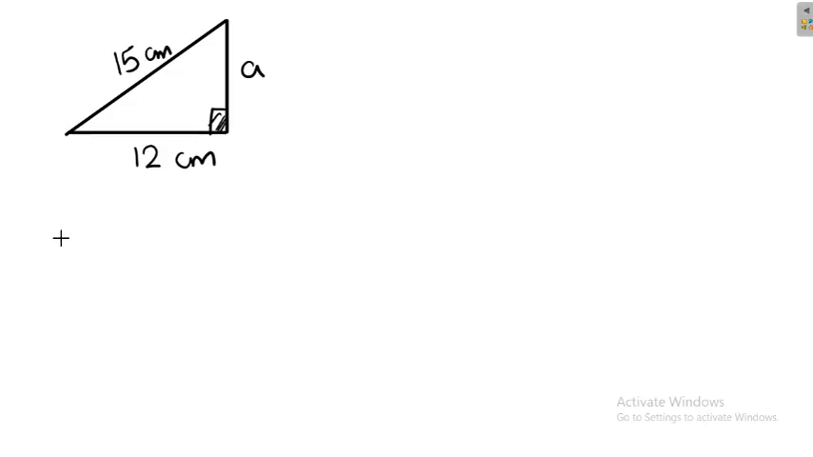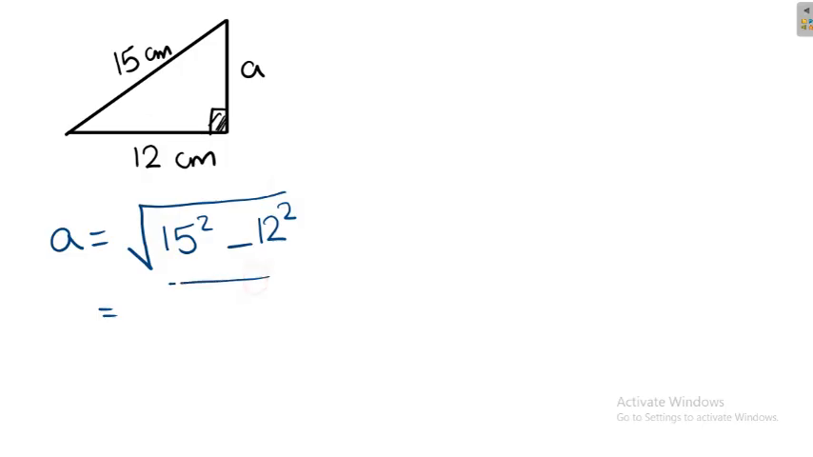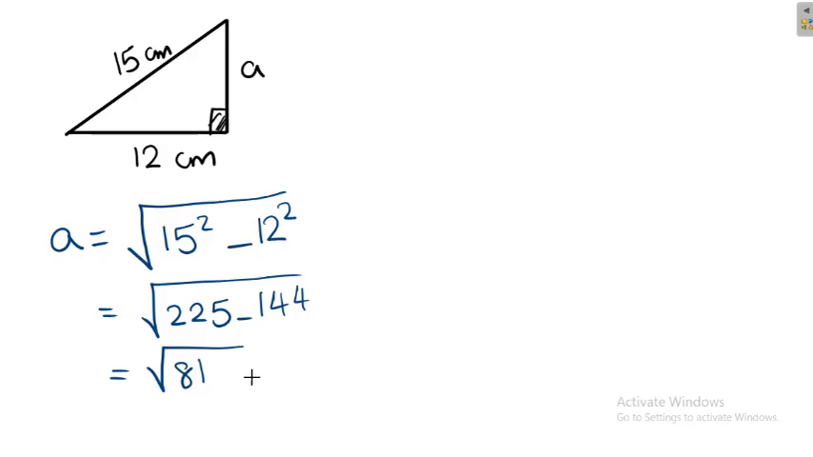How can we get the small one? By taking the square root of the subtraction of the biggest square minus the other side squared. Equal: 15 squared is 225 minus 12 squared is 144. You will get the square root of 81. The square root of 81 is 9 centimeters.